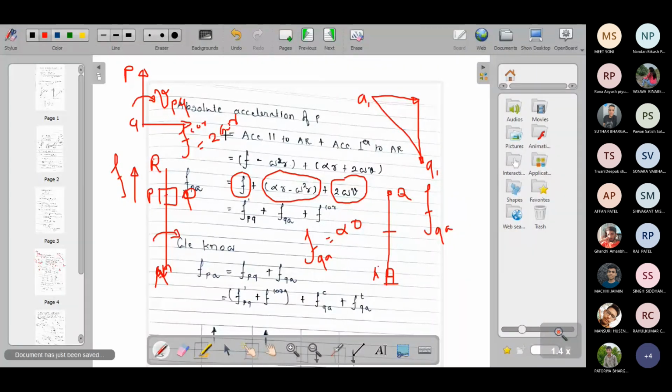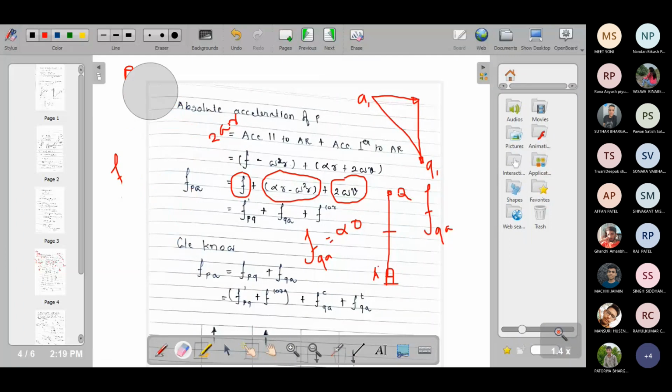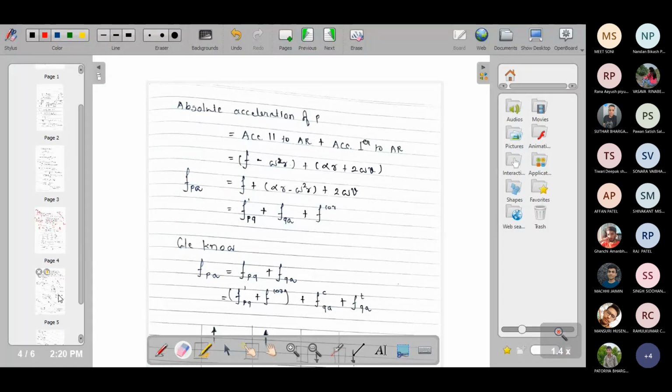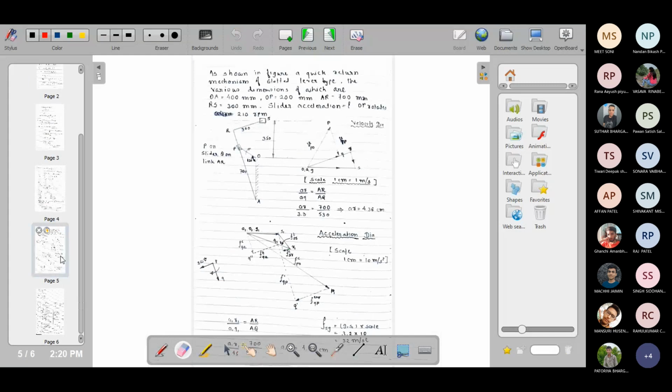Is this clear? Yes or no? We will take a numerical so that things will be clear. 50%, are you clear? Yes or no? Yes, sir. Okay. Other students, please reply. Yes, sir. Okay, fine. Let us take one numerical.